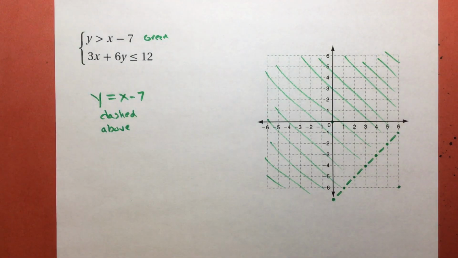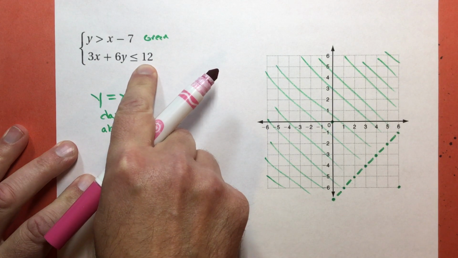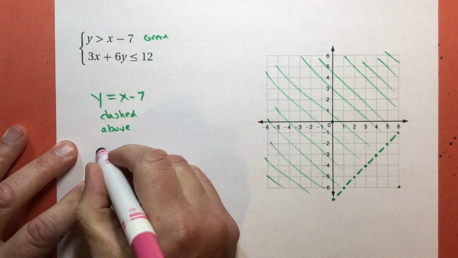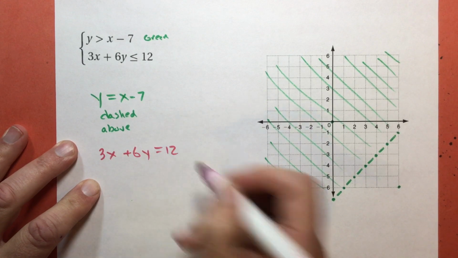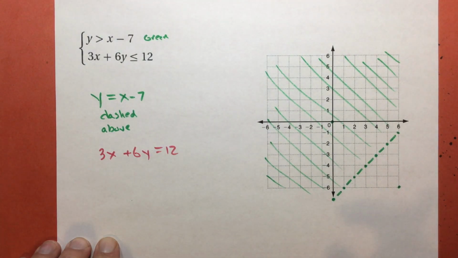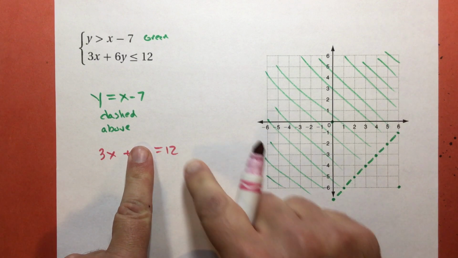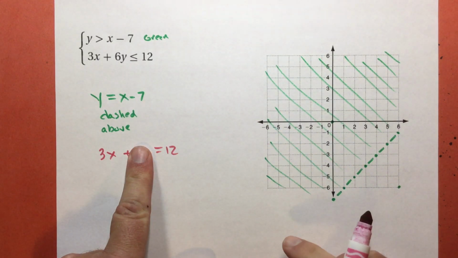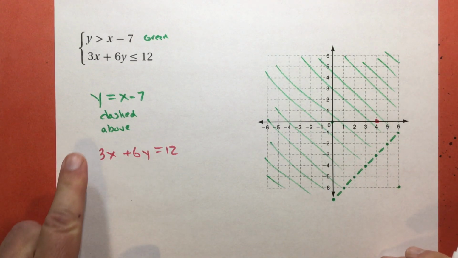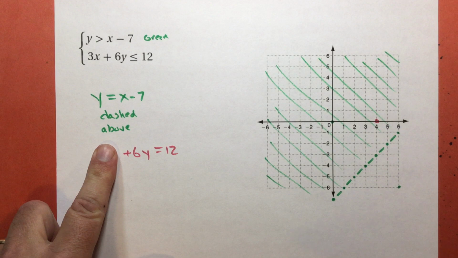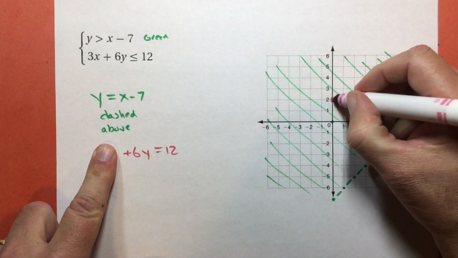All right, let's talk about the other one. 3x plus 6y is less than or equal to 12. The boundary line is going to be 3x plus 6y equals 12. This is in standard form. I'm going to let y equal 0 and find the x-intercept. 12 divided by 3 equals 4. So that's right here. Now I'm going to let x equal 0 and find the y-intercept. 12 divided by 6 is 2. That's right here.